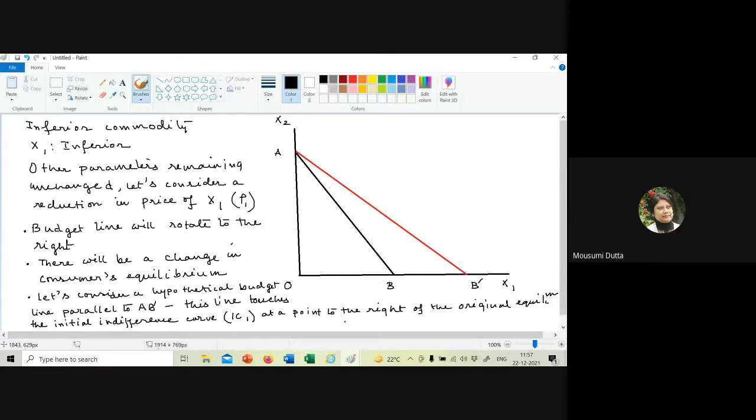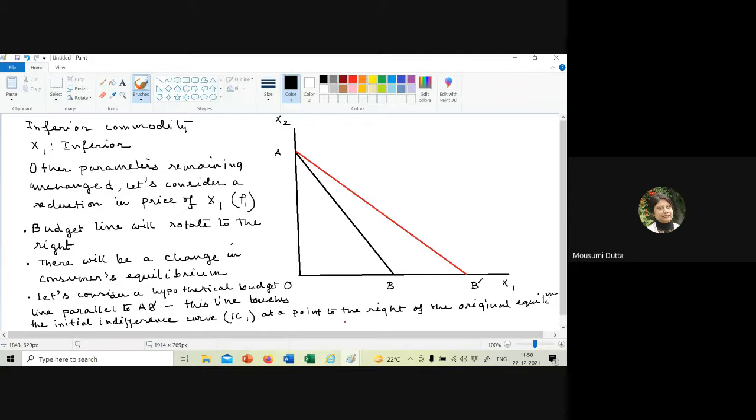Okay, so last day also we did the same thing. We will consider a hypothetical budget line. However, it is not any line. It is a line which is touching the initial indifference curve. Actually, we want to draw a hypothetical budget line, which we are calling the compensated budget line. We are compensating the consumer in such a way so that she is left with enough money by which she will be able to consume along the initial indifference curve.